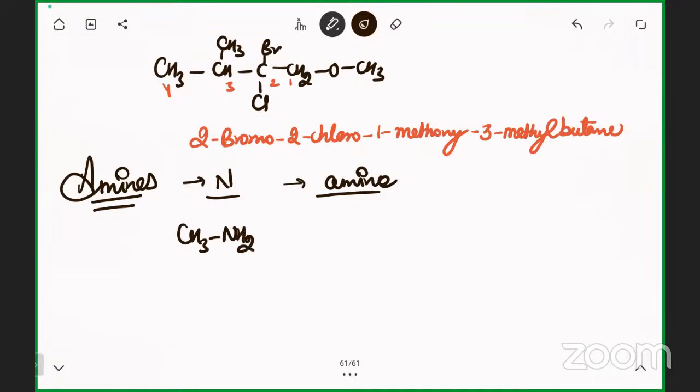CH3NH2. Tell me the name. Okay, I'm telling the name, then you will do that. Tell the name of another one. Methyl amine. Okay, then CH3 N, CH3, CH3. First tell me, is this tertiary or not? Okay, just leave this example first.